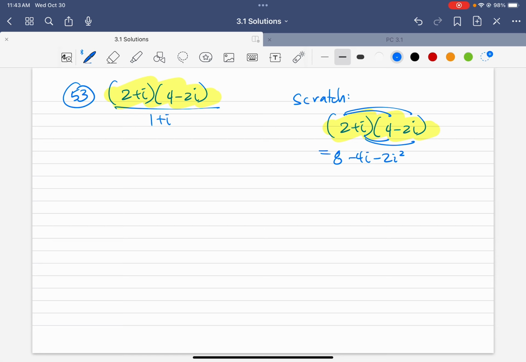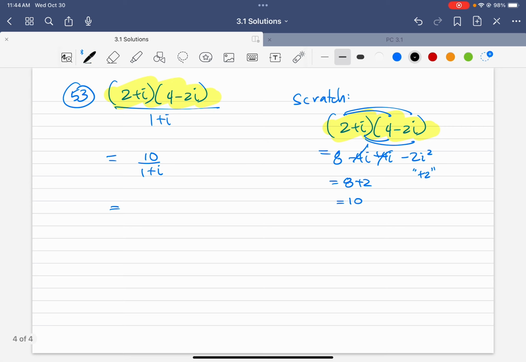It's going to be the last term. It's going to be plus 4i. So minus 4i plus 4i, those cancel. We'll just get 8. Well, this is minus 2i squared, so that's really just plus 2. It's 8 plus 2, which is 10. So the top is a fancy way of writing 10. So I have 10 divided by 1 plus i.